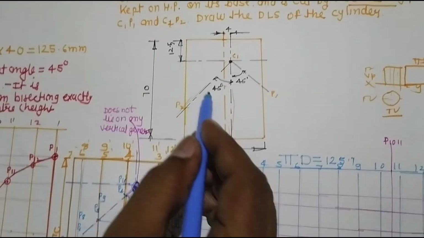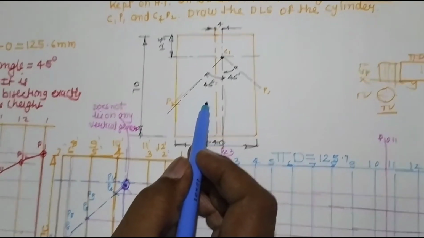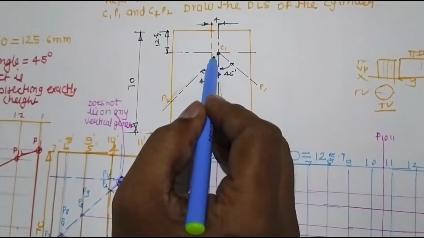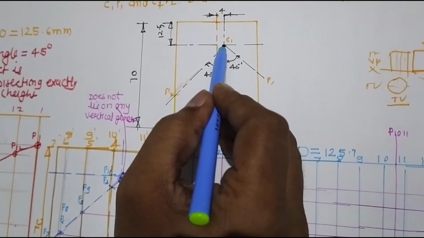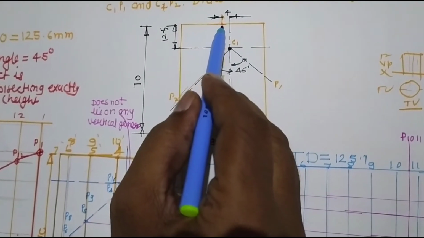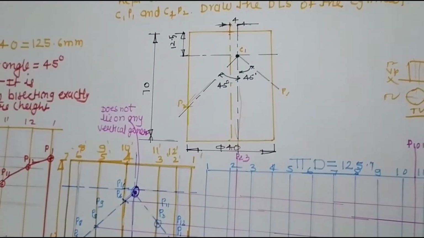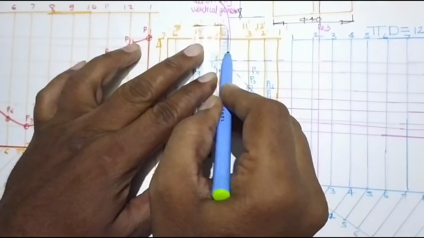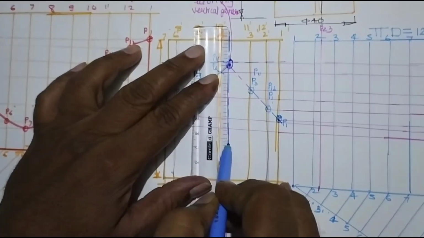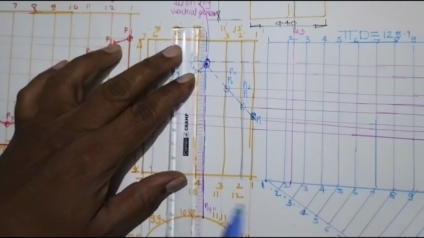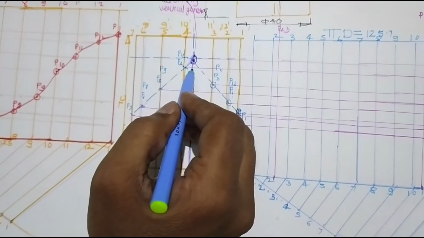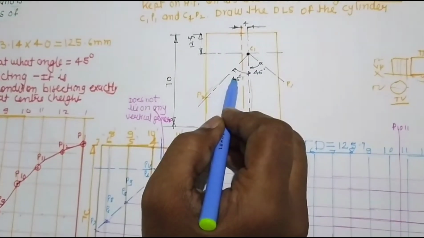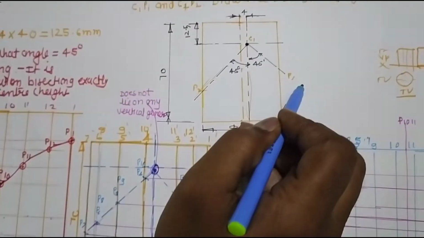Now what is given in the front view of the problem is that two cutting planes are acting. Where the cutting plane starts here, that is C1. It is 4 mm apart. This is the 4 mm apart line. Here the cutting plane starts. But at what angle on either side? That is 45 degrees, 45 degrees on either side.